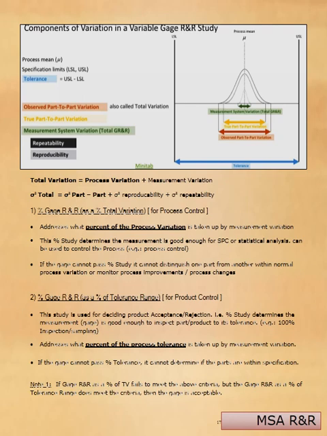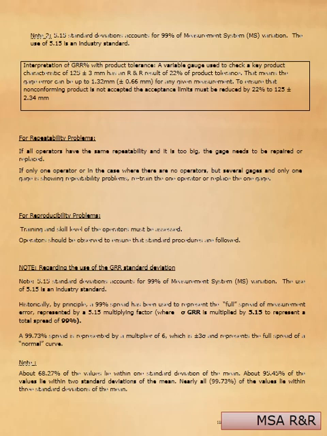A few notes. First one: if gauge R&R as a percentage of total variation fails to meet the above criteria, but the gauge R&R as a percentage of tolerance range meets the criteria, then the gauge is acceptable. Note 2: 5.15 standard deviation accounts for 99% of measurement system variation. The use of 5.15 is an industry standard.